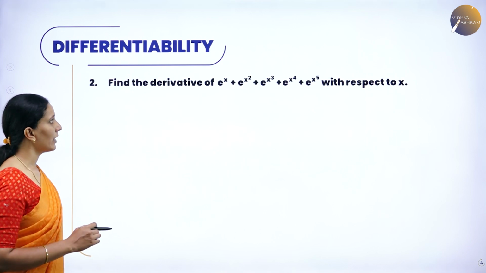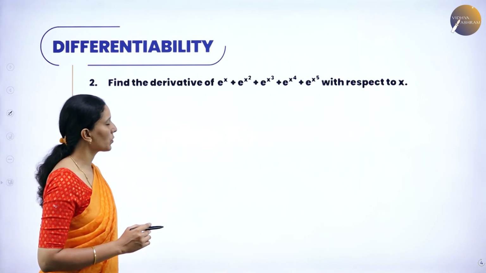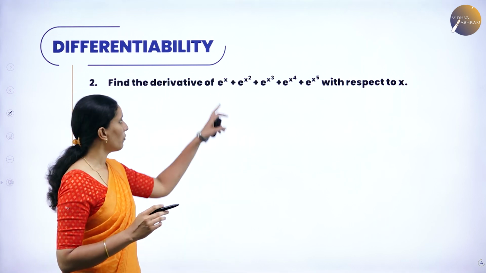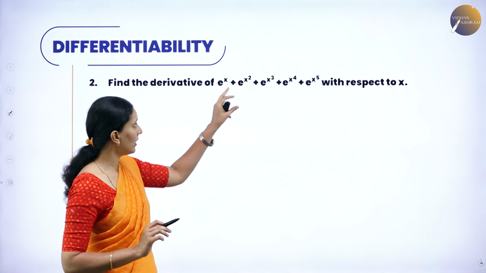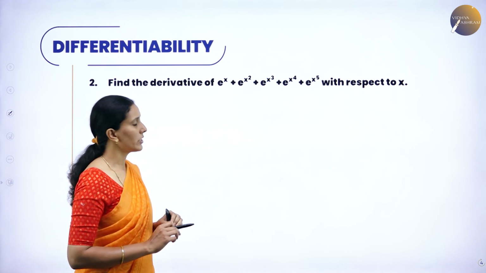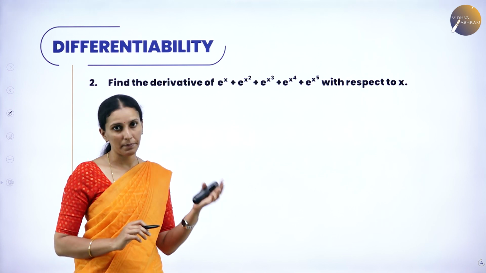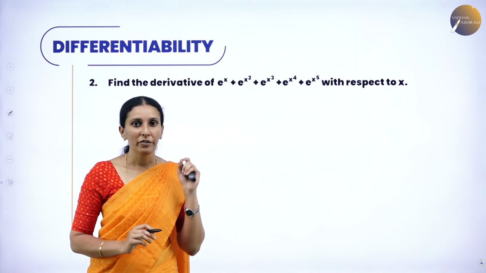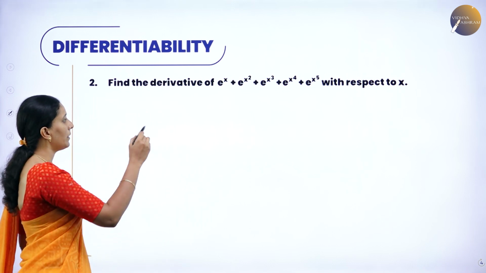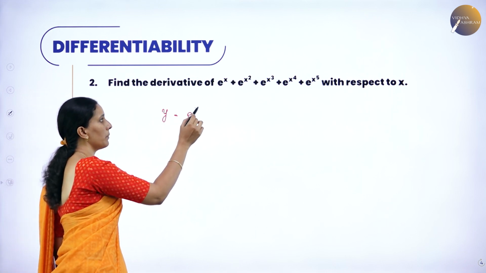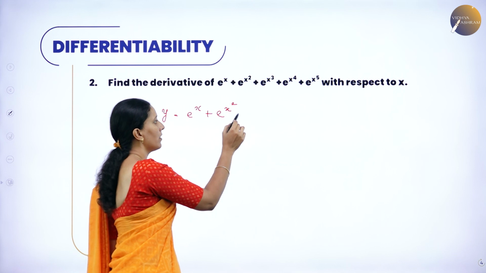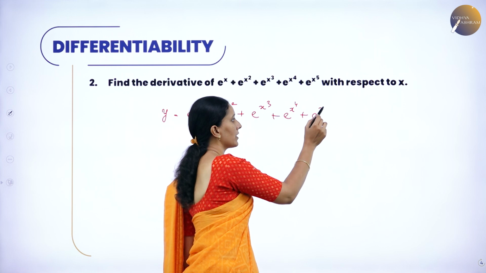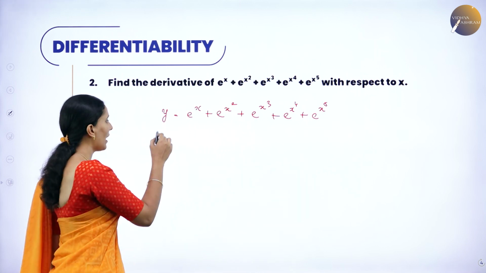Next, find the derivative of e power x plus e power x square plus e power x cube plus e power x power 4 plus e power x power 5. We know the derivative of e power x is e power x only. But in the other 4 terms, you have x square, x cube, x power 4, x power 5, which are polynomial functions, and hence we use the derivatives in the form of n into x power n minus 1. So let me take y is equal to e power x plus e power x square plus e power x cube plus e power x power 4 plus e power x power 5. Let us go on deriving it directly.